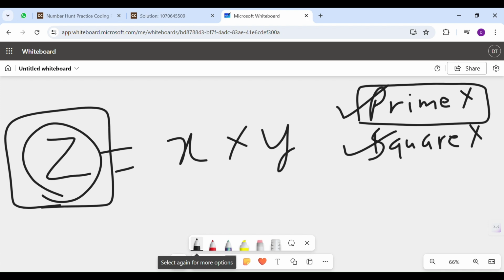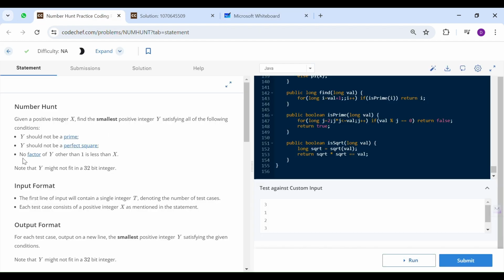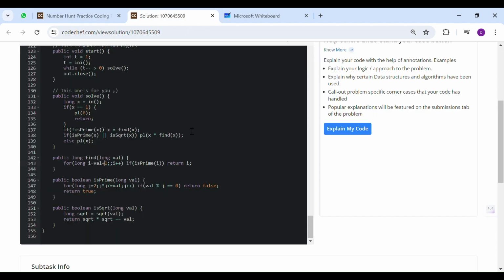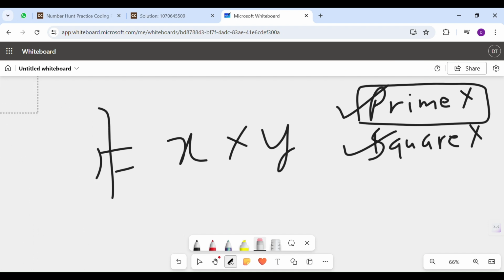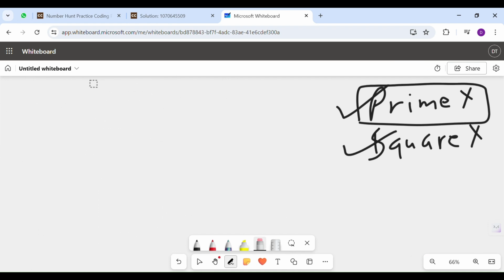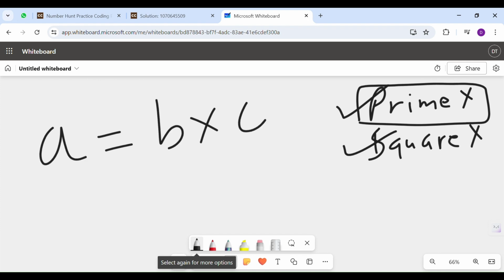Okay, now there is one more condition. The condition is that the factors of Z should not be less than x. It says that no factor of your final answer other than 1 is less than x. Let's remove this x and y because it interferes with the question. Let's say our number is a equals b into c. If you find the factors of a, it should be 1 and all of the other factors should be more than or equal to x. None of them should be less than x.